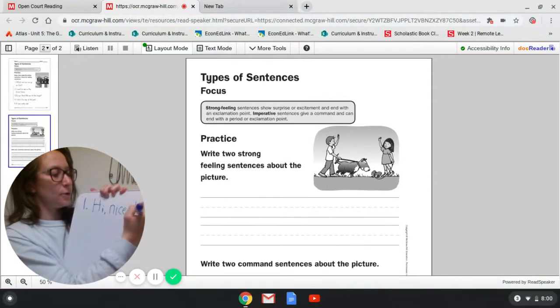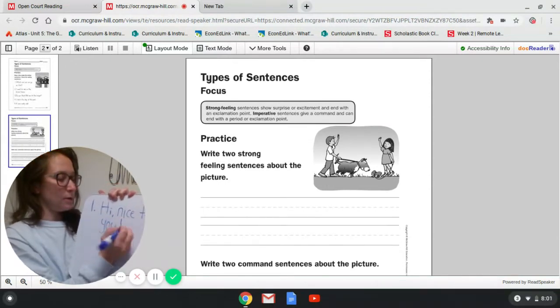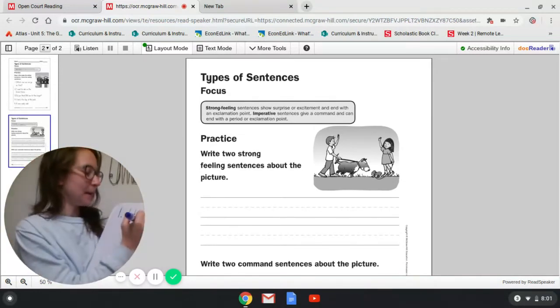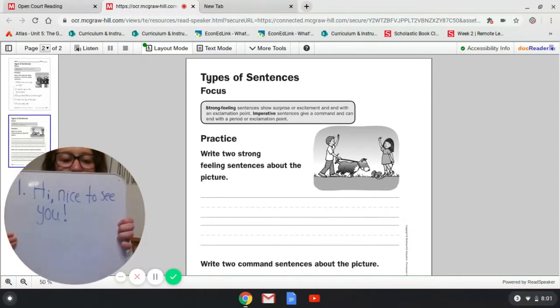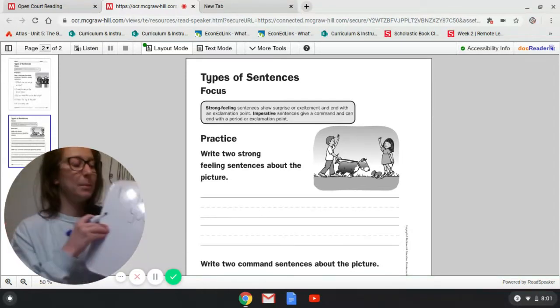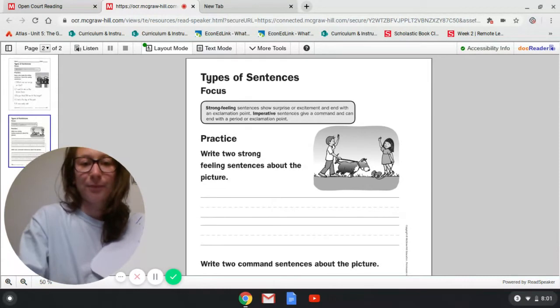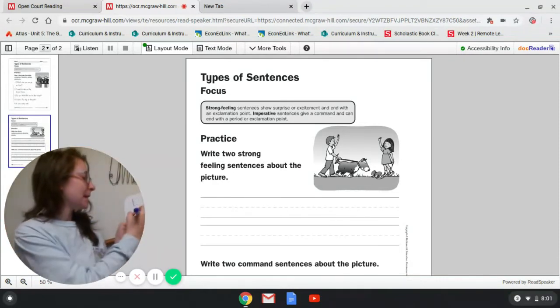Nice to see you. Now remember, this is a comma. This is kind of like a little half breath, like, hi, nice to see you. And I put an exclamation mark because they're excited about it. They're excited to see each other. Right? So I'm going to hold this up for a second. Okay.